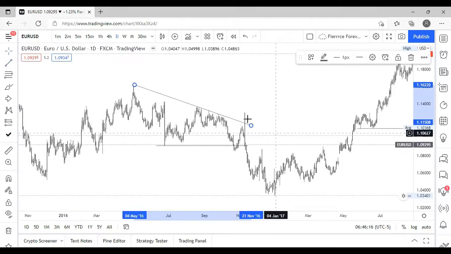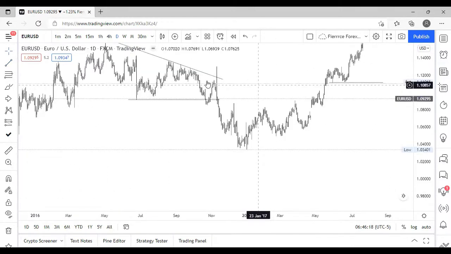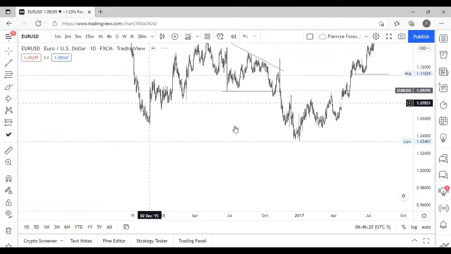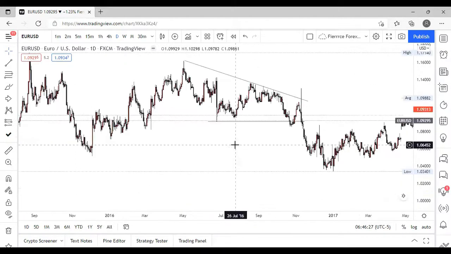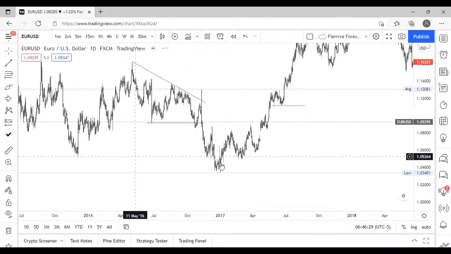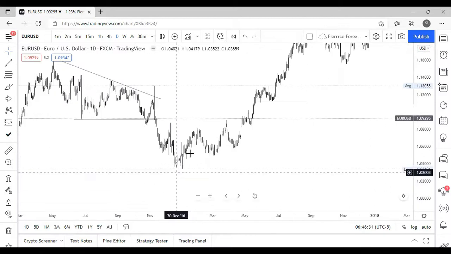So this is a triangle pattern, and we can see price broke down here. Okay, it broke down. Then we see the ascending wedge here.